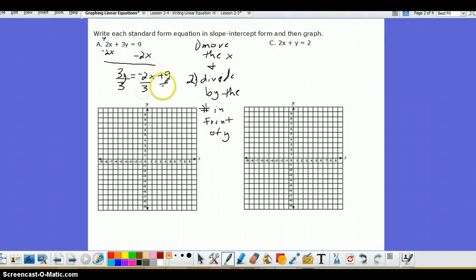Divide everything by 3, and I wind up with y equals negative 2 over 3 x plus 9 divided by 3 is 3. So that's my y-intercept. Should remember that from Algebra 1. So I want to plot the y-intercept, and then my rise is negative 2 and my run is 3. So down 1, 2, right 1, 2, 3. And what I mentioned on the last slide, we can go up 1, 2, and then left 1, 2, 3.